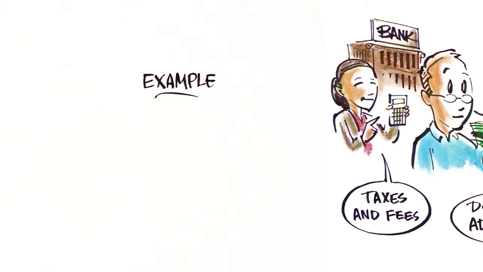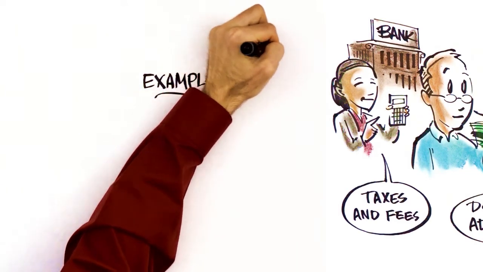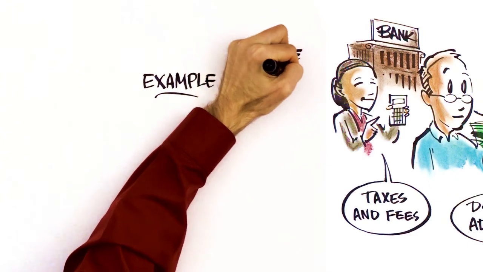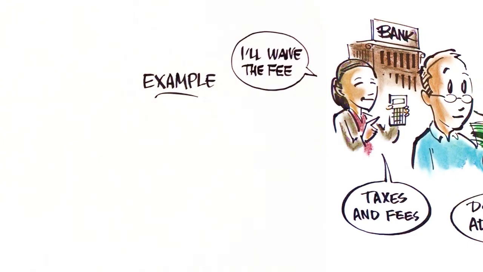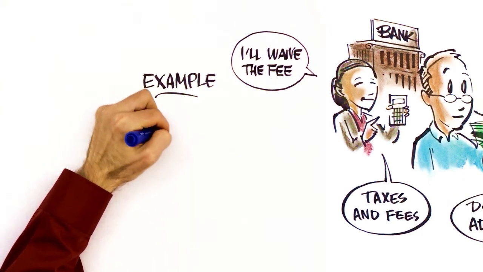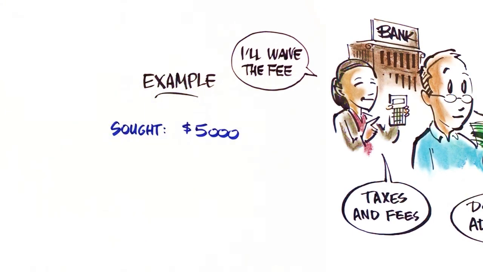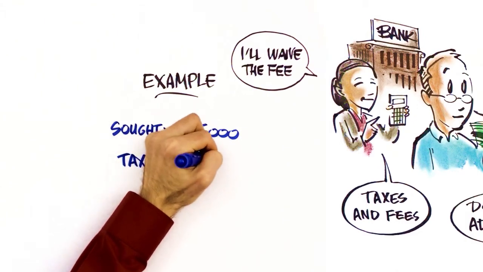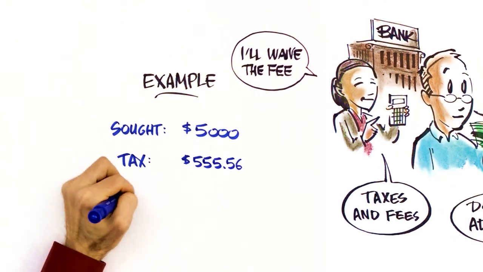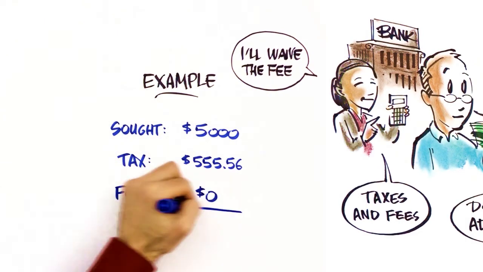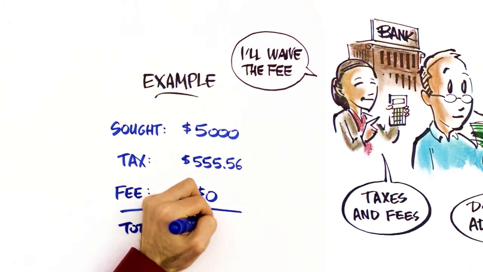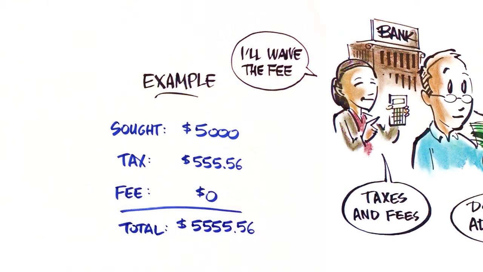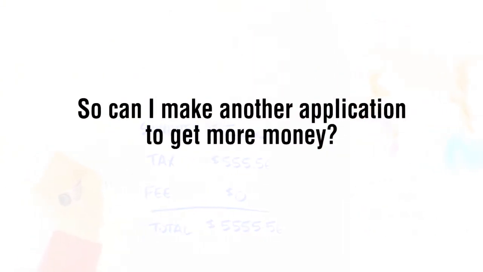Let's assume in this case that due to the modest amount of the withdrawal, the financial institution holding your funds has decided to waive the fee. Your amount sought, net, is $5,000. Add the 10% tax rate calculated at $555.56. The processing fee is zero because it has been waived. The total cost of your withdrawal will be $5,555.56.